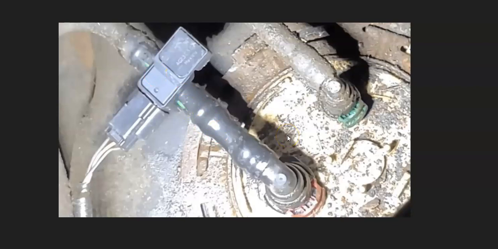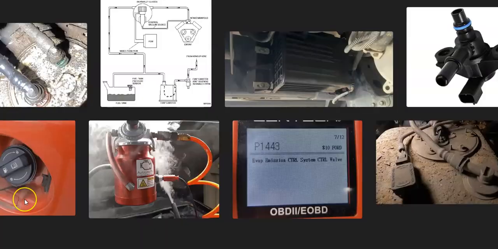Again, you're going to have to get a diagram for how your particular evap system is laid out on your particular Ford, but there'll be a fuel tank pressure sensor located on the fuel tank or up around the fuel pump, like right here. This is a 2011 F350, and the fuel tank pressure sensor is located right on the line, right up near the fuel pump itself. And so that's basically it.